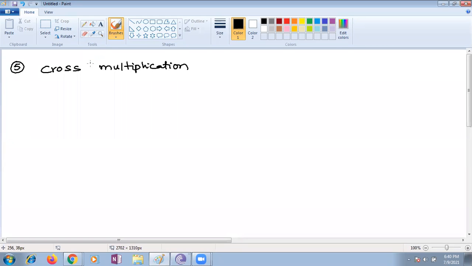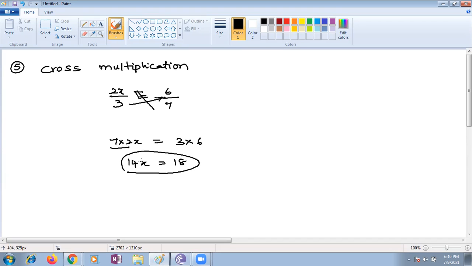Let me take one example in cross multiplication. Suppose I want to find 2x by 3 is equal to 6 by 7. To find the value of x here, first step, I can do the cross multiplication. 7 multiplied with 2x is equal to 3 multiplied with 6. 7 2s are 14x. x is multiplied with 14, so you can divide on both sides. x is equal to 18 by 14.